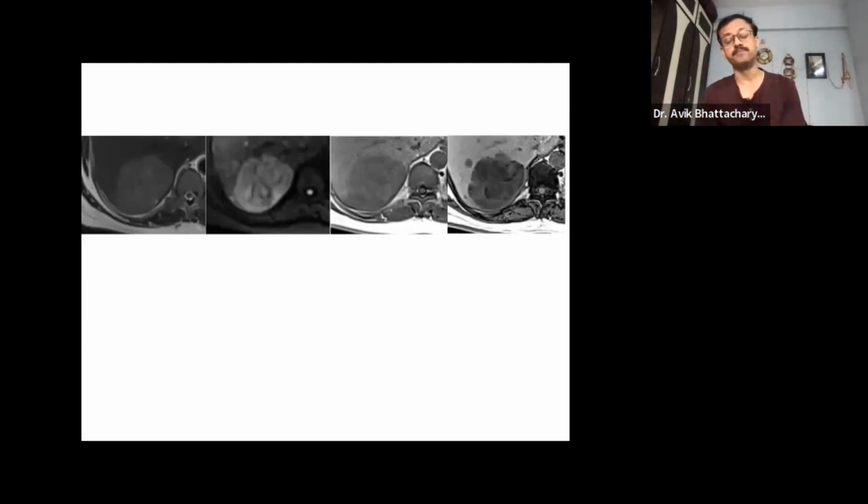And then the last 2 pictures are in-phase and opposed-phase sequence. Again, a very important MR sequence we use in characterizing different liver lesions. And here, there is a significant signal drop of the lesion because of the significant fat accumulation inside.